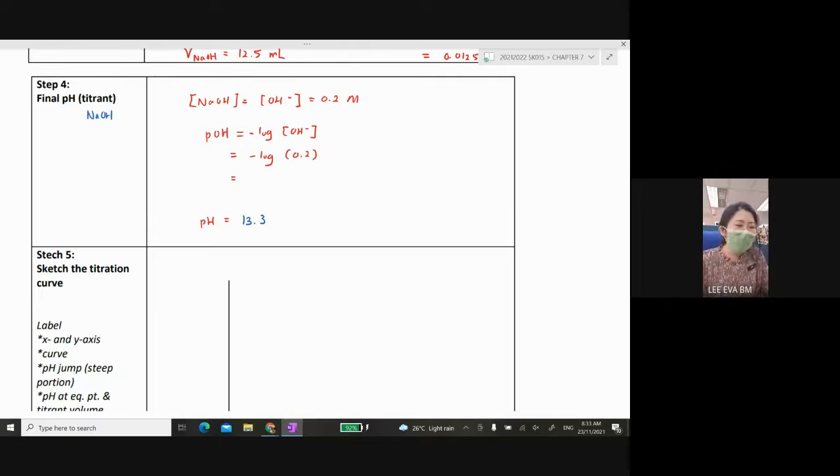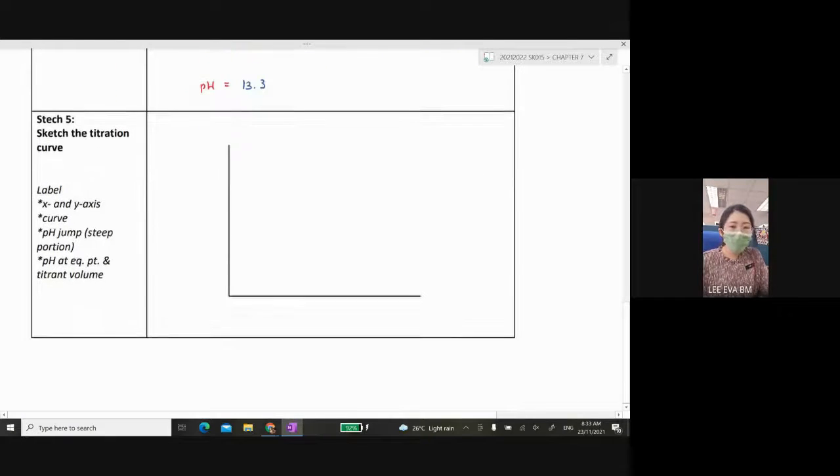Jadi cuba awak practice kan, walaupun dia nampak senang, sebab kita nanti nak combinekan semua. Okay, we want to combine all the information in one curve. So the last step is to sketch and label your titration curve. The y-axis is your pH. The x-axis is the volume of titrant. In this case, the titrant is your NaOH. Don't forget the unit, milliliter. Nak pakai liter pun boleh, tak ada masalah.